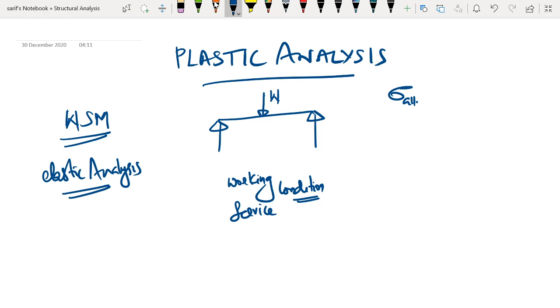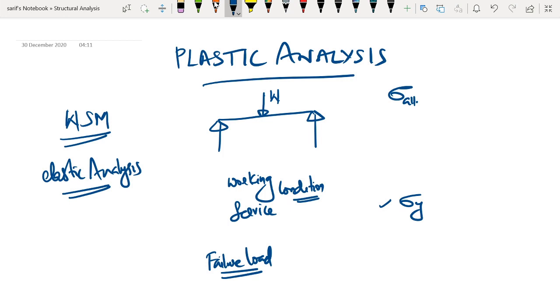And the failure load, we are assuming that the failure load is reached when the stress at any point reaches the yield stress. Okay, so the failure load, we are assuming that the structure will fail if the stress at any point reaches the yield stress. So this is the idea of the working stress method.